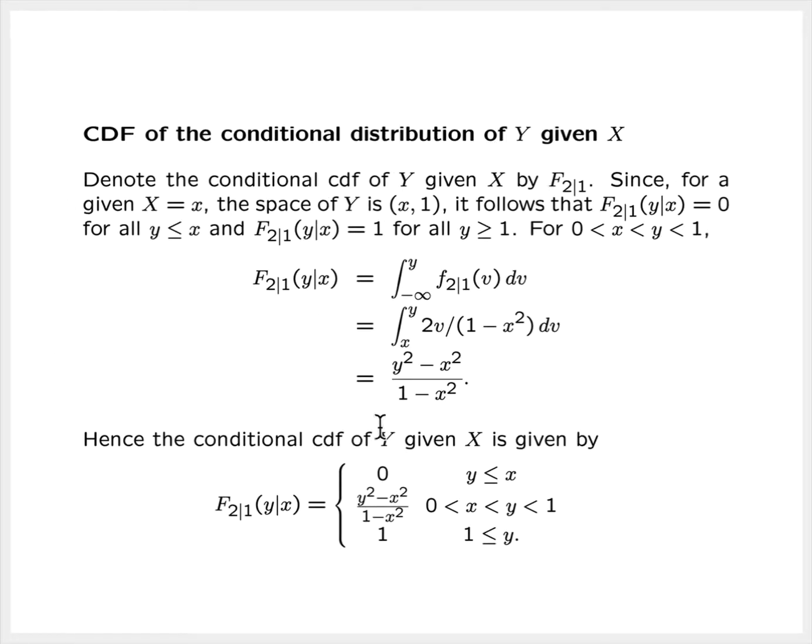We can go through similar calculations as we did before to find the conditional CDF of y given x. And that turns out to be 0 if we evaluate it at any value of y that is less than or equal to x. It's equal to 1 if we evaluate it at any value of y greater than or equal to 1. And for values of x and y in the unit square, where x is strictly less than y, the conditional CDF of y given x evaluates to y squared minus x squared over 1 minus x squared.